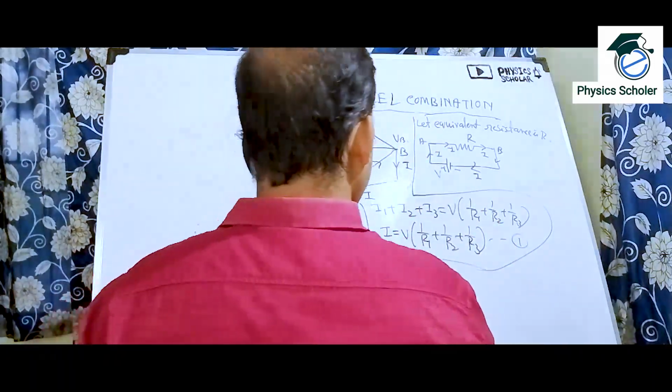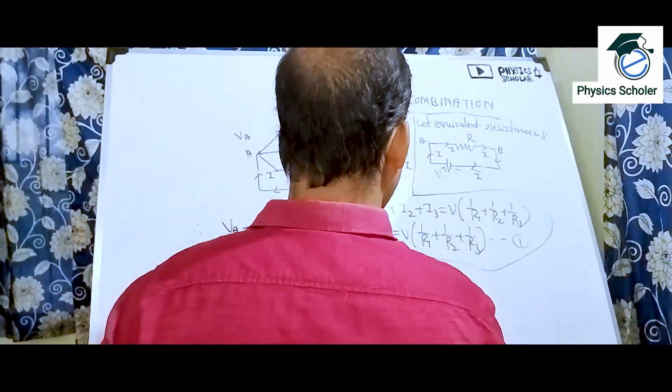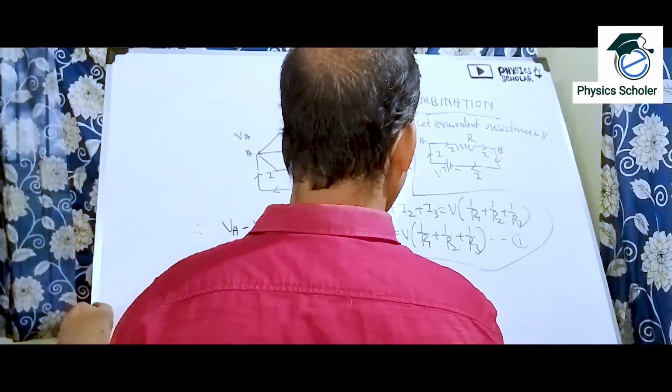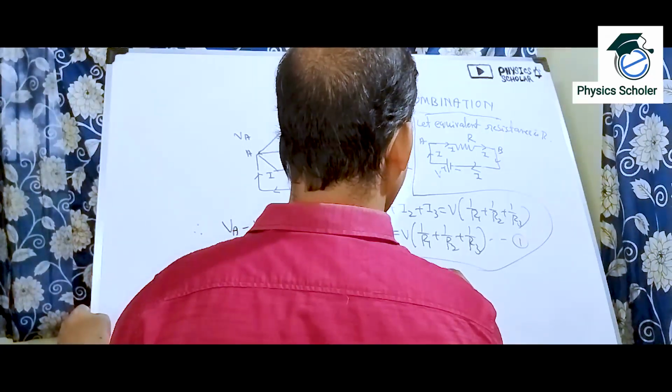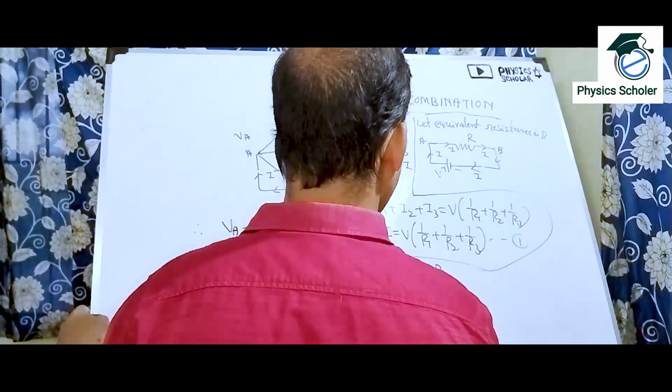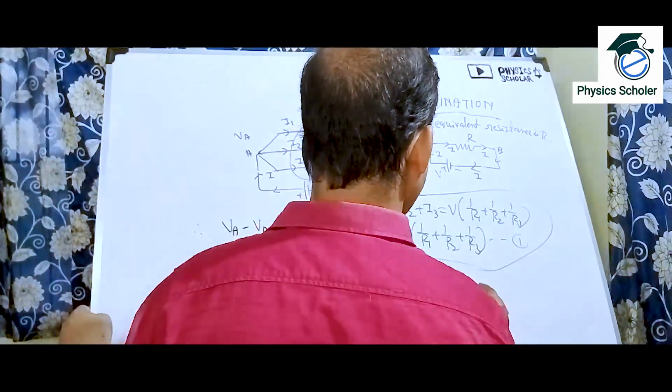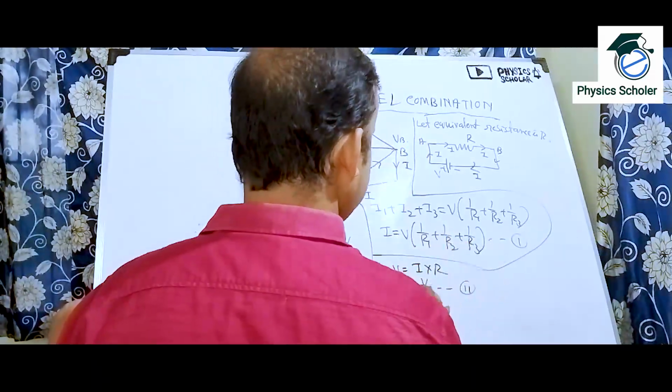So now, what is the equivalent resistance R? What can we write? V is equal to I into R. That means I is equal to what? V by R. It is equation number 2. So it is also I is equal to this.